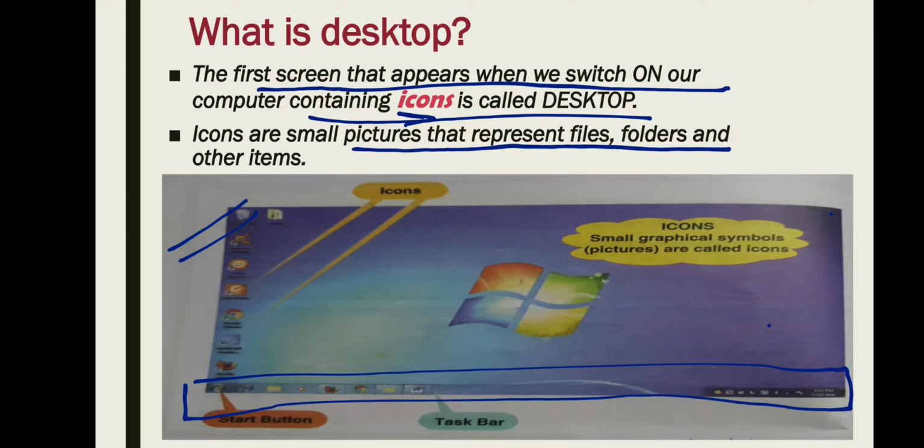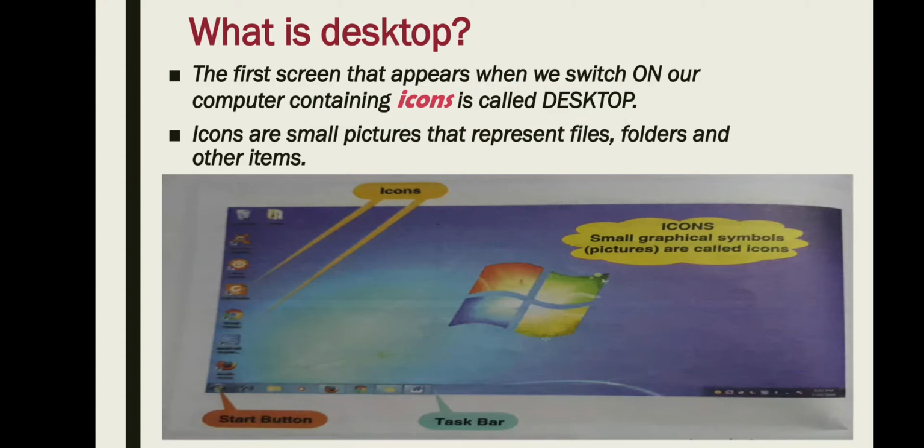So when we turn on our computer, we will be able to see the desktop on which graphical pictures are available. These are called icons, and the long horizontal bar which is present at the bottom of the desktop is the taskbar, and a button that is present at the bottom left corner of the taskbar is called the start button.